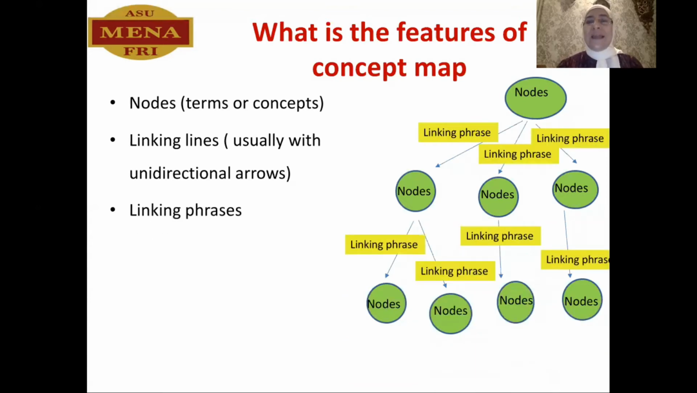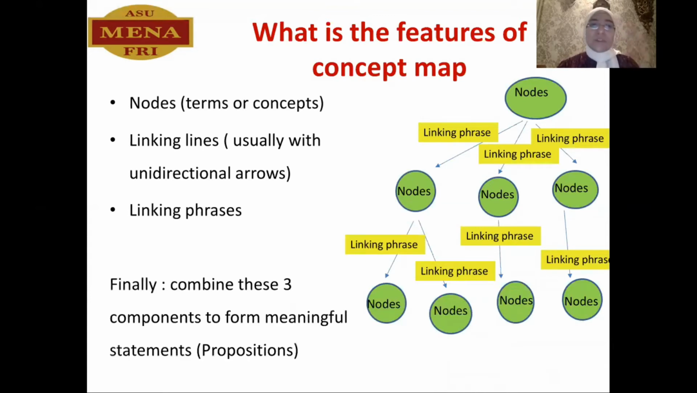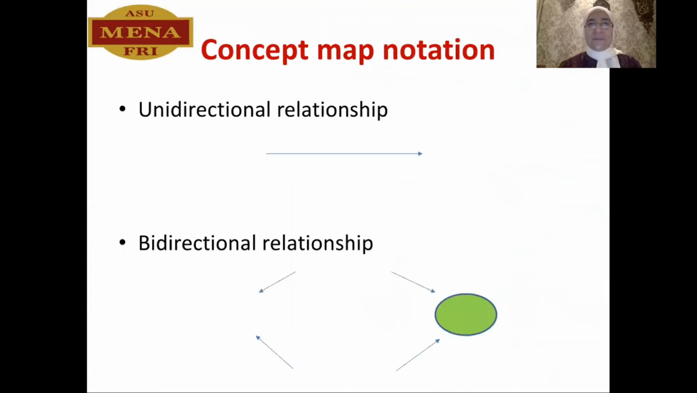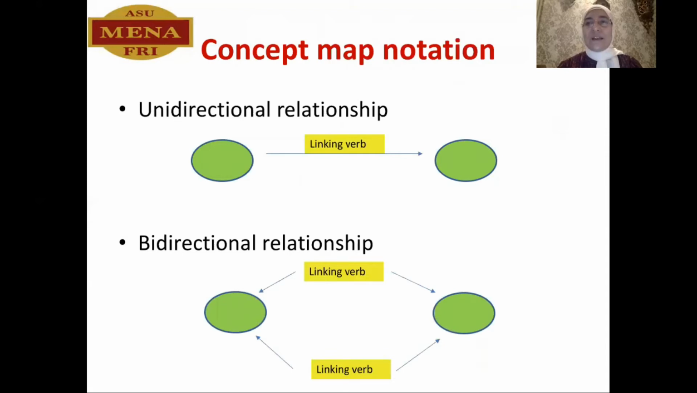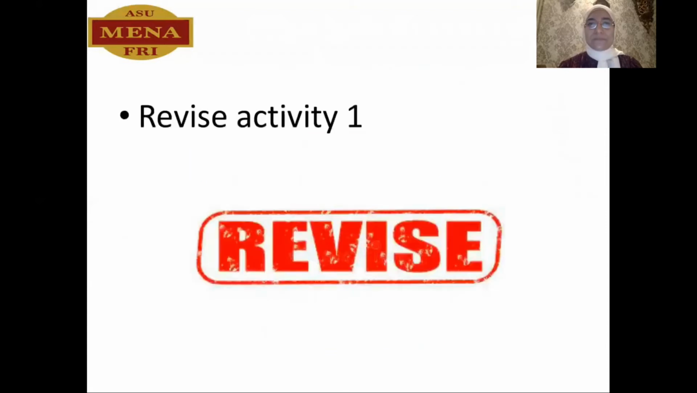Also, we will have linking phrases between 2 nodes. The 3 elements together, the 2 nodes and the linking phrase, will make a meaningful statement. It's a unidirectional relationship usually. However, it may be a bidirectional relationship, and in that case, I will have to use 2 linking verbs.